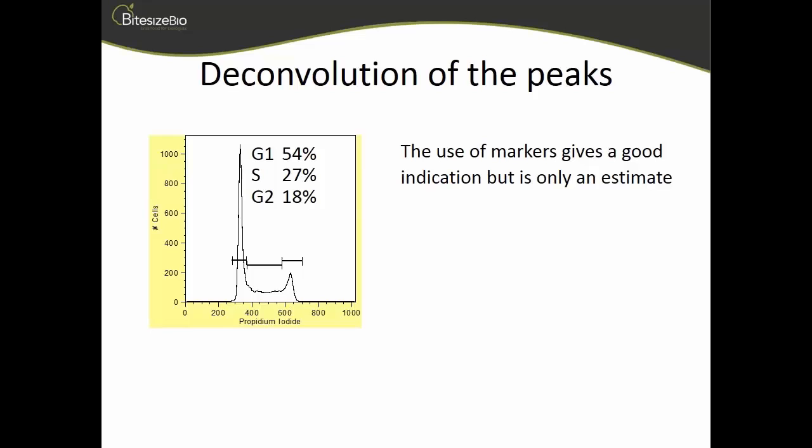But I'm always guessing a little bit where that G1 peak ends and where S begins. Where does S end and G2 begin? And this has always been a problem. We've known this from the very early days of flow cytometry.